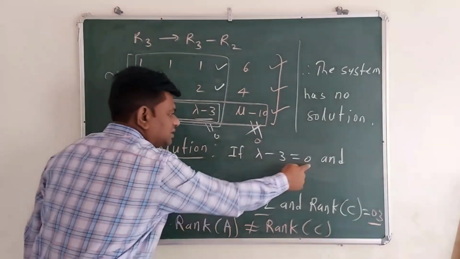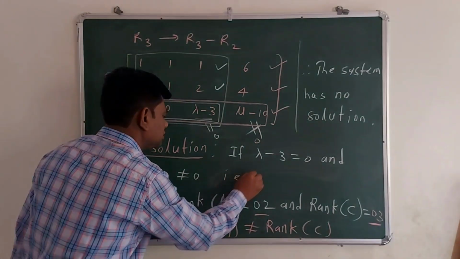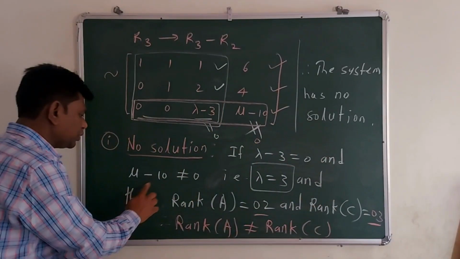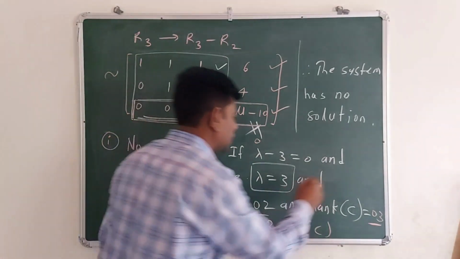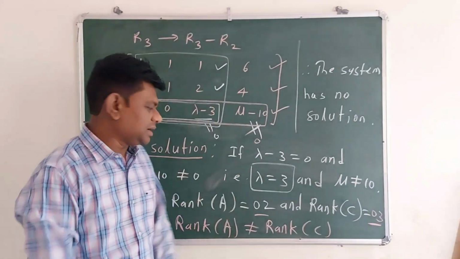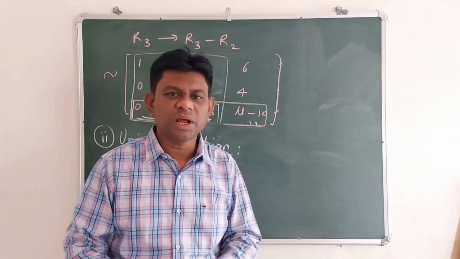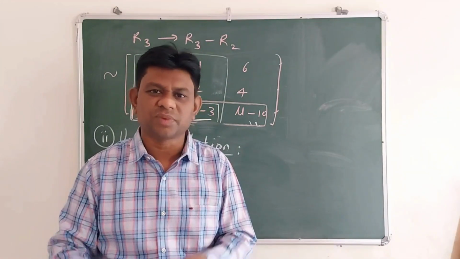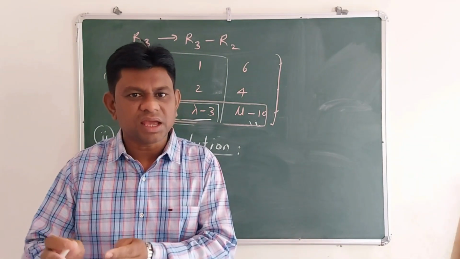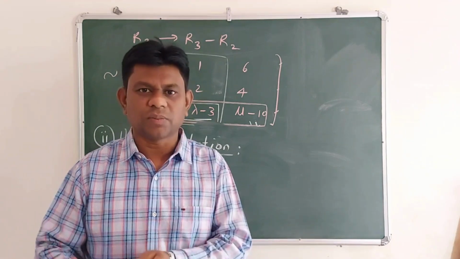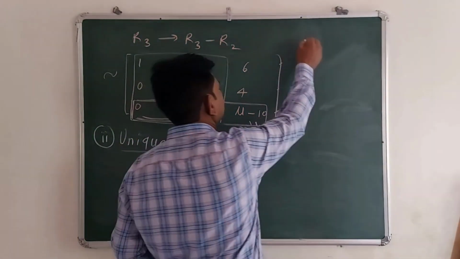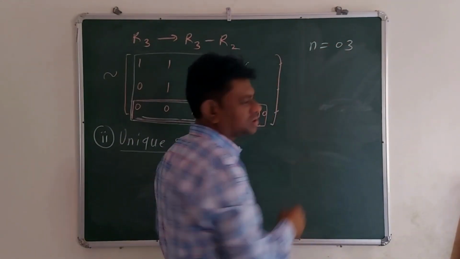When lambda minus 3 is equal to 0, that is lambda is equal to 3, and mu minus 10 is not equal to 0, that means mu is not equal to 10, means mu is other than 10. Now we determine lambda and mu so that the given system has a unique solution. Now unique solution means rank A is equal to rank C is equal to the number of variables. Here n means the number of variables, and here the number of variables is equal to 3.